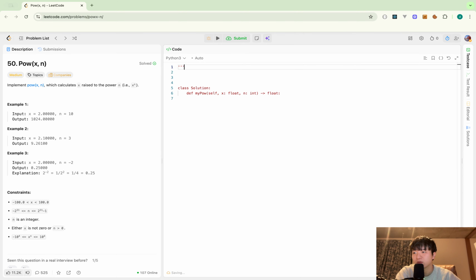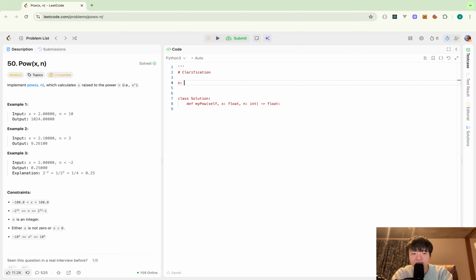So in this question, I'm given x, which is a number, and also I'm given n, which is an integer. Okay. And I will return some number, which is x to the n.